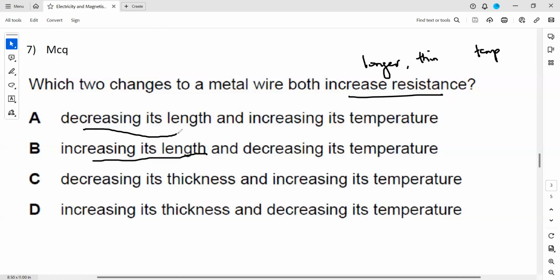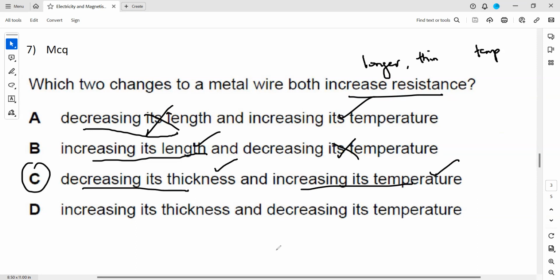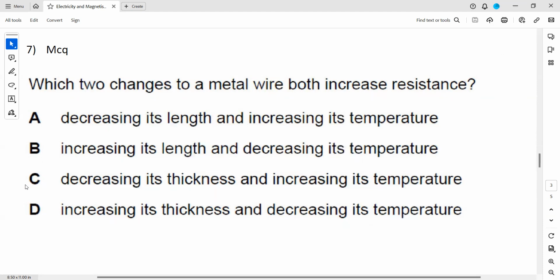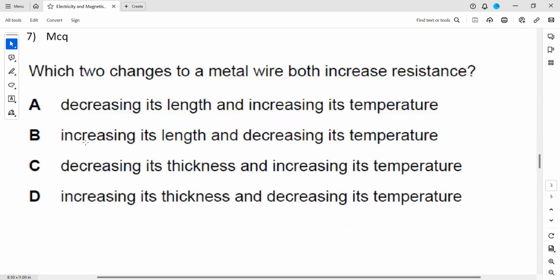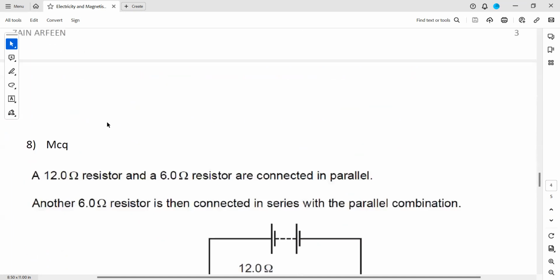Here, if we decrease the length, that's wrong. Increasing the temperature, correct. Increasing the length, correct, but decreasing the temperature, wrong. Decreasing the thickness, when we use a thin wire, and increasing the temperature, in both cases the resistance will increase. So C is the right answer. Increasing the thickness will decrease the resistance, and decreasing the temperature will also decrease the resistance. So for a wire to have a high resistance, it must be thinner, it must be longer, and it should have a high temperature.